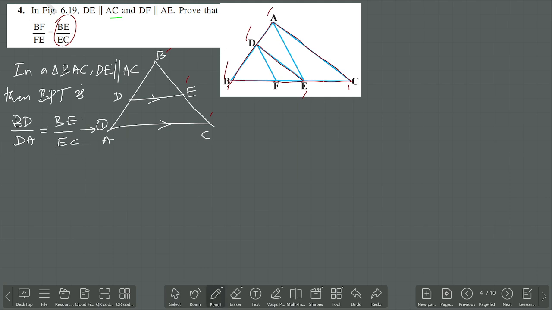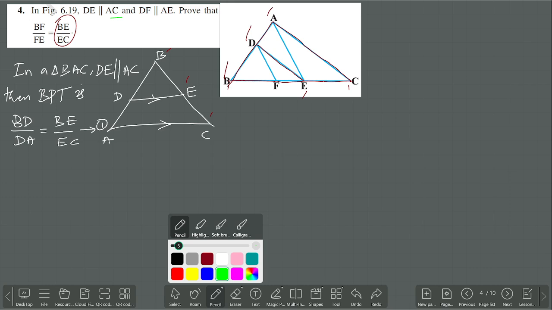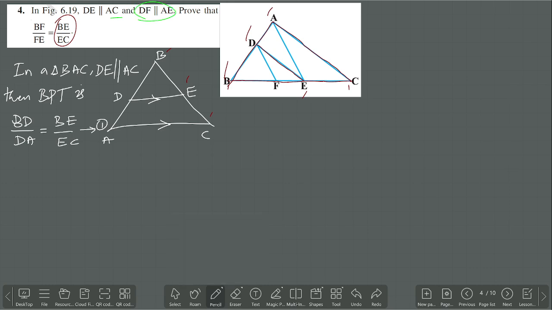Right. Next we have to go. What is the next name they are given? DF parallel to AE. Then I am going to draw the second triangle. What is that? DF. In the middle of the diagram we have to draw DF. DF we have to give. This is F, and AE in the bottom. The idea is you have to go always.